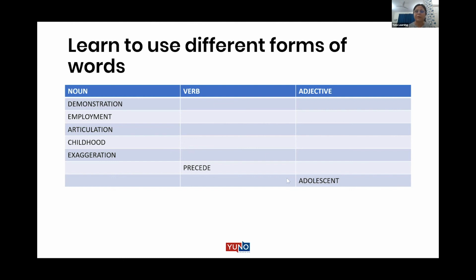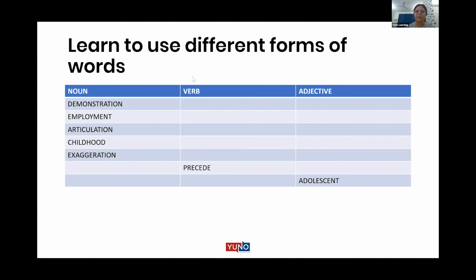Okay. And what about the adjective form for this? Preceded. Sorry? Preceded. Archana? It would be precedative. Precedative. No. Okay.